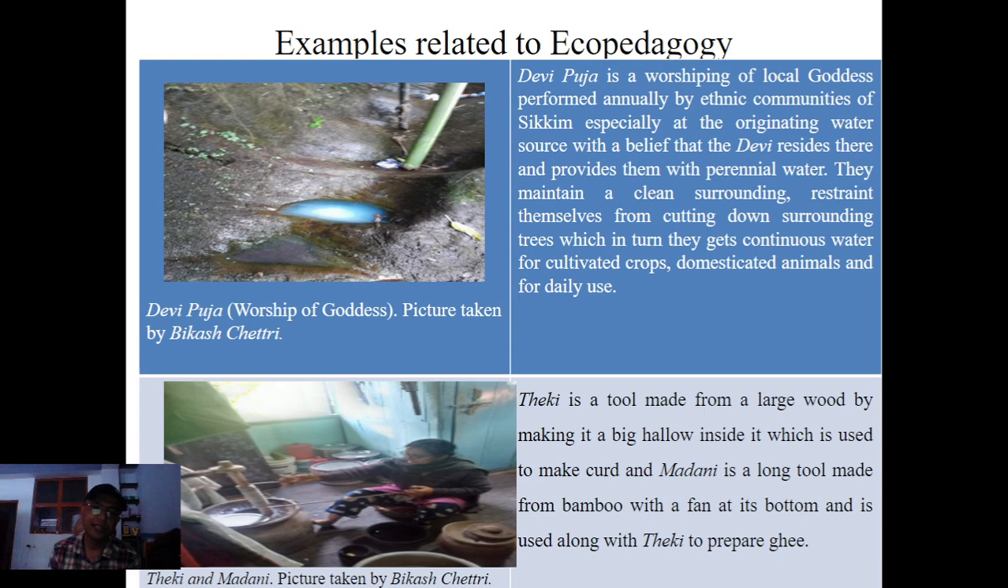Similarly, there are eco-friendly tools which people basically use. Now many things have been replaced by ordinary or artificial things. However, you can see over here in the picture there is a theki and a madani. A theki is a tool made from a large piece of wood by making a big hollow inside it, which is used to make curd, or madani. Madani is a long tool made from bamboo with a fan at its bottom, and it's used along with theki to prepare ghee. So these are some examples of eco-friendly tools. There are a lot of other tools also.